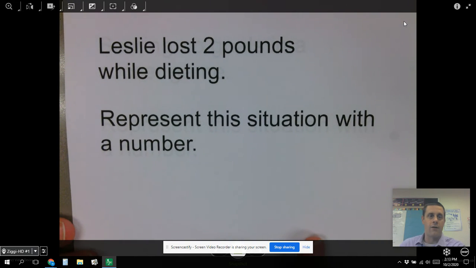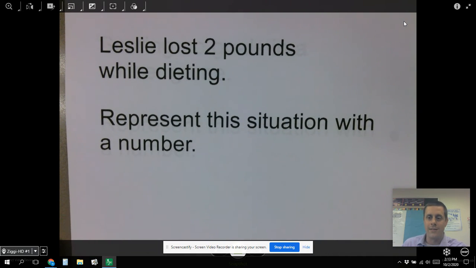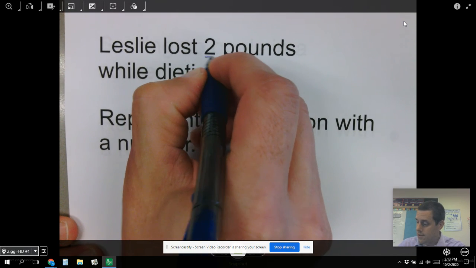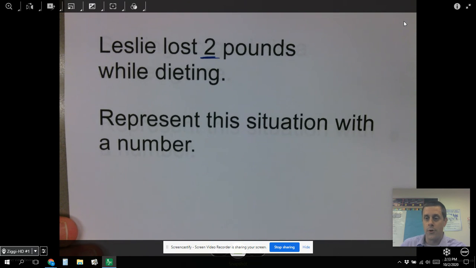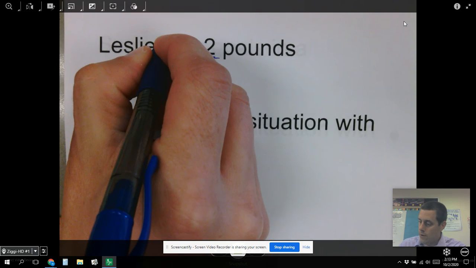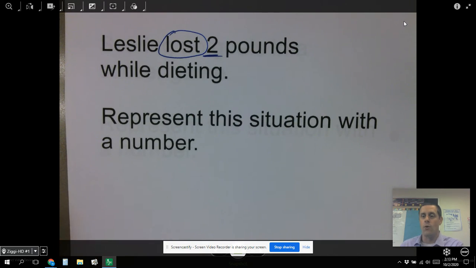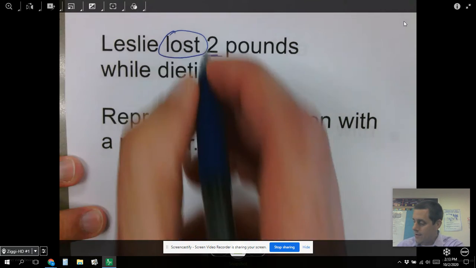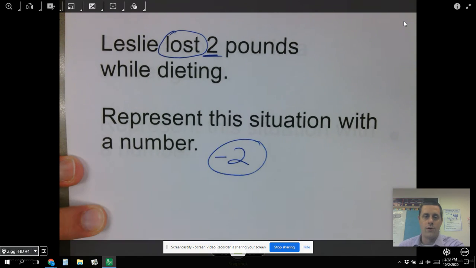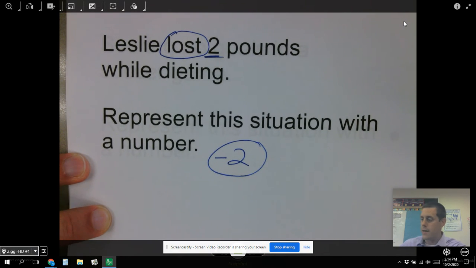All right, our next scenario, Leslie lost 2 pounds while dieting. Again, we're going to represent with a number. Leslie lost 2 pounds, so I know my number is going to be 2. What word determines if that 2 will be positive or negative? The keyword you should be looking at is lost. If you are losing weight, is your weight increasing or decreasing in value? Because it is going down, negative 2 would represent losing 2 pounds.